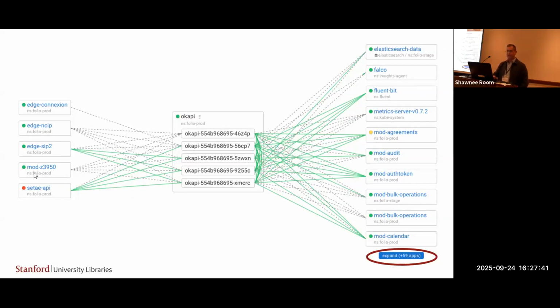You recognize the edge ones and mods Ethernet 50, and then we have another one that we run called the Sete app, which is not part of Folio proper. If we could demo this live, you would see that if you hover over these green lines, it gives you the amount of traffic on those different lines, which is kind of neat.